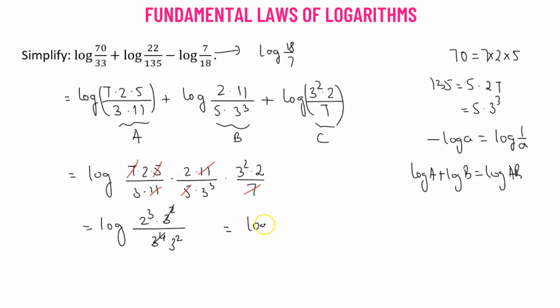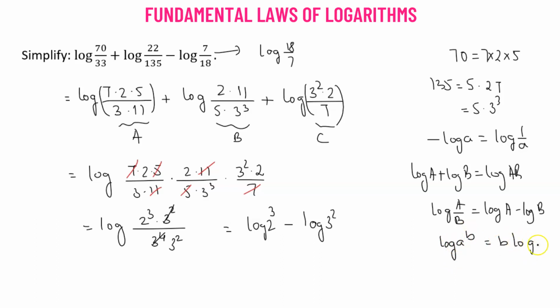That means we are left with log of 2 cubed minus log of 3 squared. So here we have used another property, that log of a divided by b is equivalent to log of a minus log of b. Furthermore, we can also use the property that log of a raised to the power of b is equal to b times log of a. That means we have 3 times log of 2 minus 2 times log of 3. So this is going to be the final simplified expression for our given logarithmic expression.